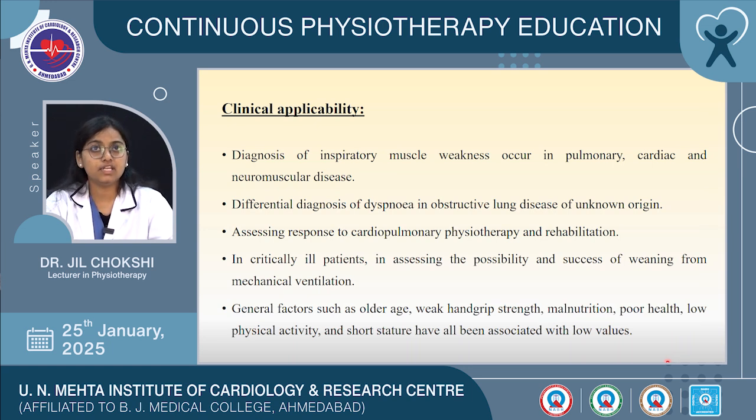Clinical applicability of the PI max. It is helpful in diagnosis of inspiratory muscle weakness that occurs in pulmonary, cardiac and neuromuscular disease. Differential diagnosis of dyspnea in obstructive lung disease of unknown origin. Assessing response to cardiopulmonary physiotherapy and rehabilitation in critically ill patient, and in assessing the possibility and success of weaning from the mechanical ventilation. General factors such as older age, weak hand grip strength, malnutrition, poor health, low physical activity, short stature have all been associated with lower values.